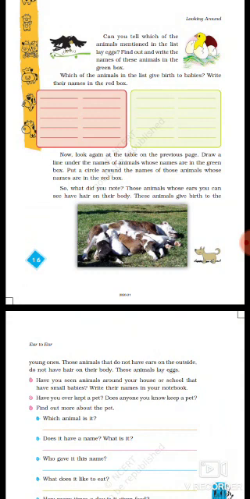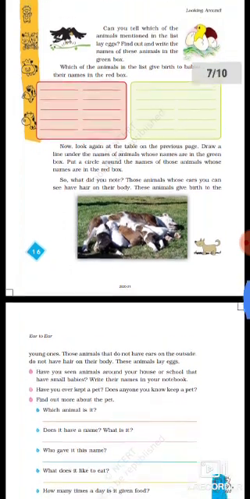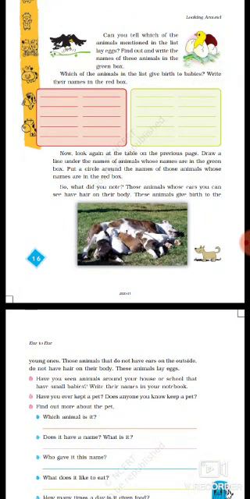Now let us see, those animals whose ears we can see have hair on their body. These animals directly give birth to young ones. We call them viviparous. Examples: cow, dog, cat, etc. And those animals that do not have ears on the outside and do not have hair on their body lay eggs. We call them oviparous. Examples: birds, hen, lizard, etc.